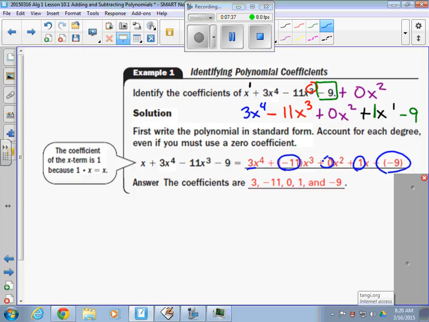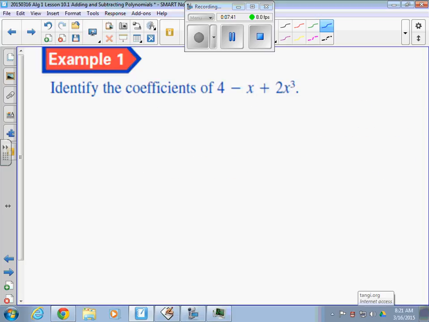So let's do that again on the back with this one. Identify the coefficients from this. First, write it in standard form, and then identify any coefficients that are missing. Take about 15 seconds.